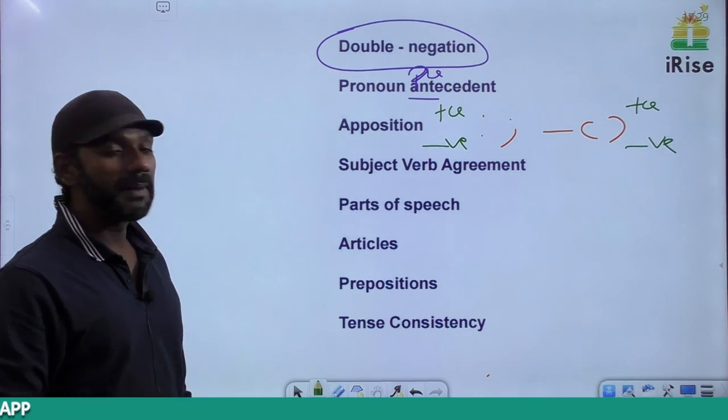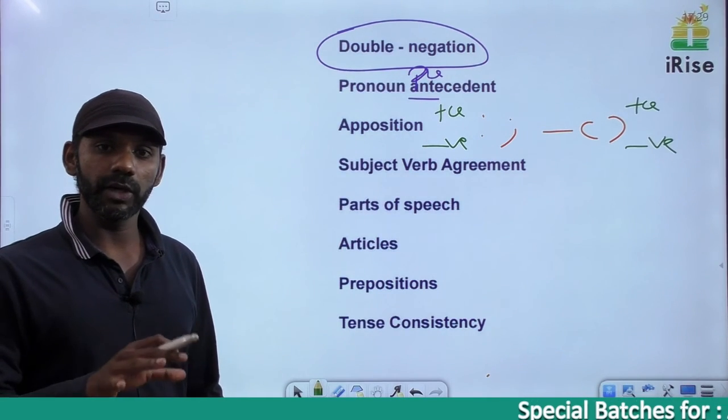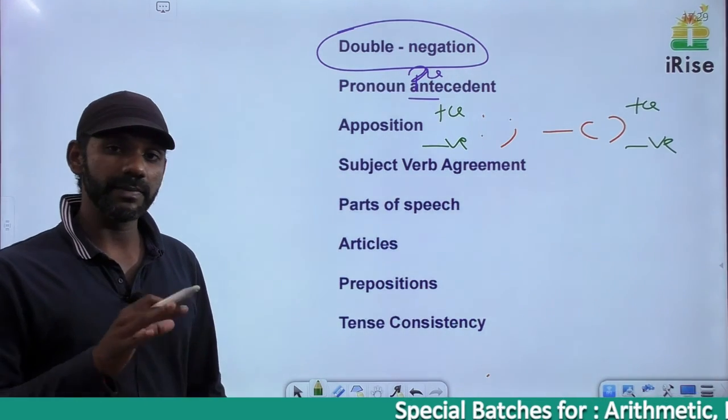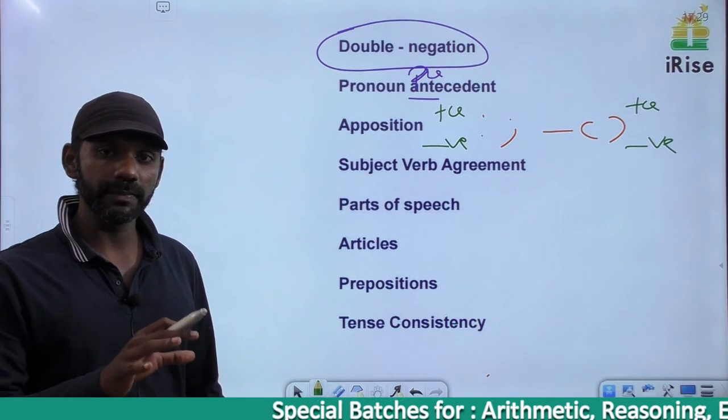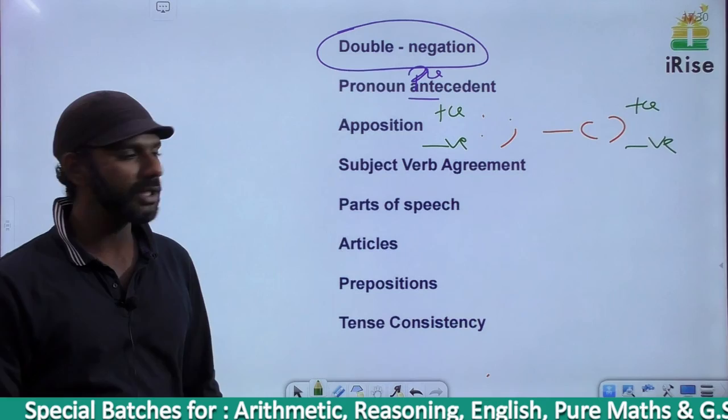Appositions. Think about subject-verb agreement. If the subject is singular, the verb must also be singular. If the subject is plural, the verb must also be plural. Singular subject, singular verb, plural subject, plural verb.